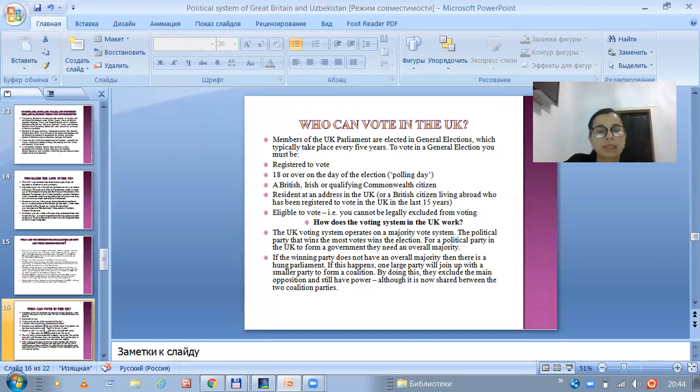If the winning party doesn't have an overall majority, then there is a hung parliament. If this happens, one large party will join up with a smaller party to form a coalition. By doing this, they exclude the main opposition and still have power. Also, it's now shared between the two coalition parties.